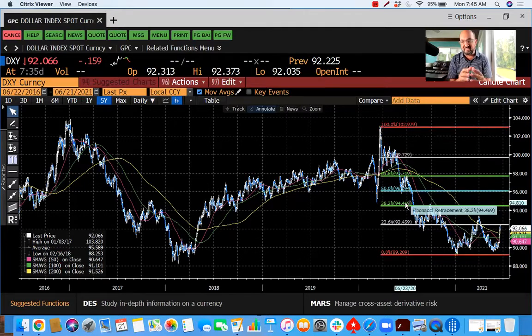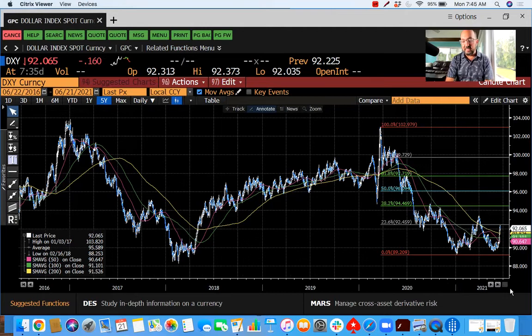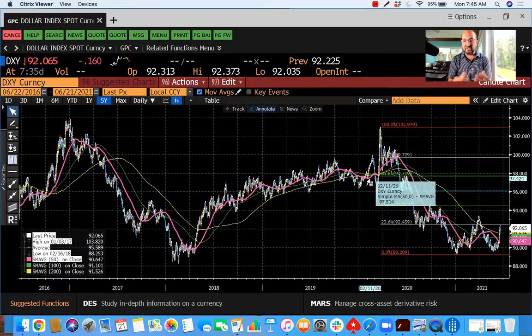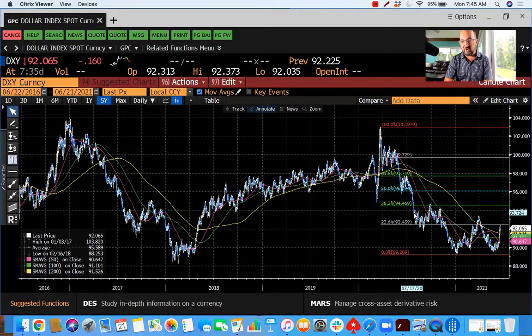The dollar index is a basket of what the dollar trades against: the euro, the pound, the yen, the Swissy, all these different currencies. It gives you a good feeling of how the dollar is doing. Is the dollar strong? Is the dollar weak? When the DXY index goes up, that means the dollar is strong.